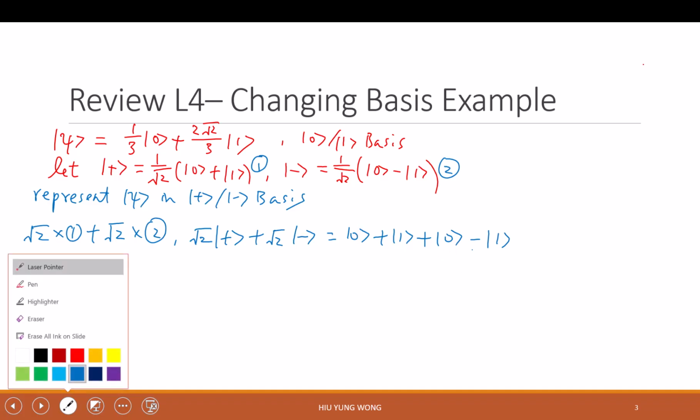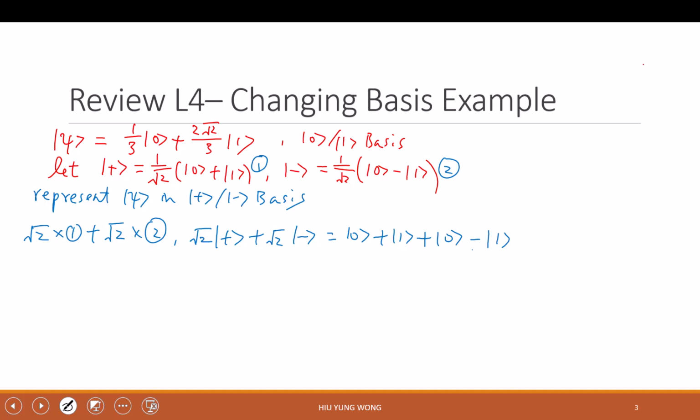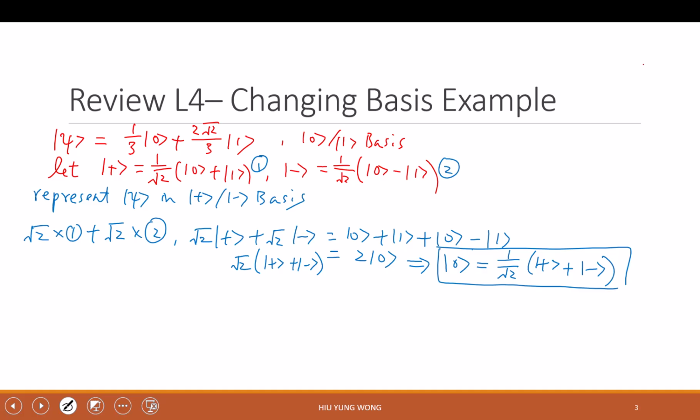Okay, is this okay? I know it's very simple, but I want you to follow instead of saying, let me go home and think about it again. So what is this? This gives us what? On the right, this is 2, 0. On the left is square root 2 times plus minus. And this gives us 0 equals 1 over square root 2, 0 plus minus. Is this okay? Just a shuffling of variables.